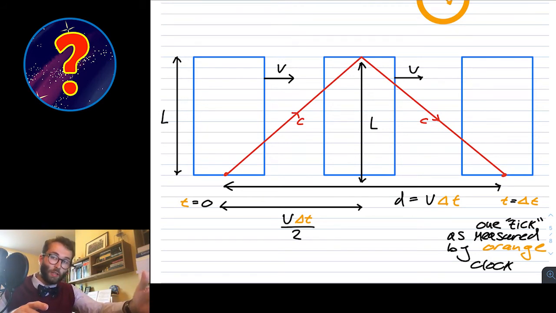This picture shows 3 snapshots of 3 different times as the clock is moving to the right. So here, orange delta t denotes the length of one tick of the blue clock as measured by the man outside of the train, as measured on his orange clock, which ticks in a similar way, but it will turn out not at the same rate. The ticks are not the same.